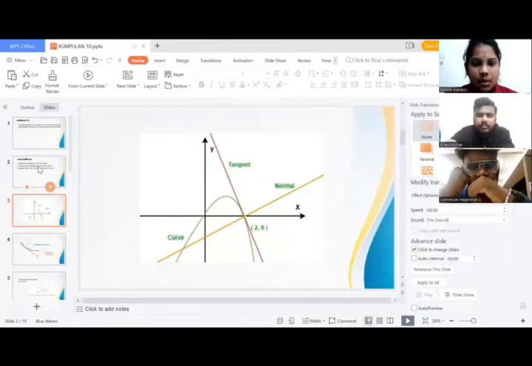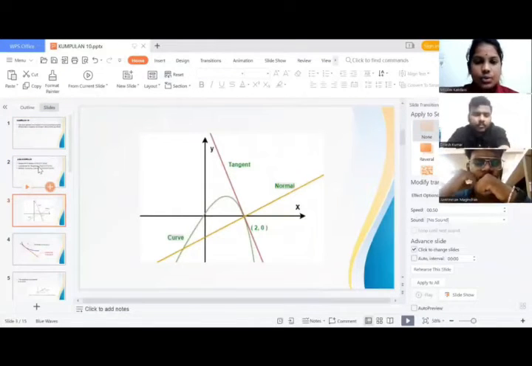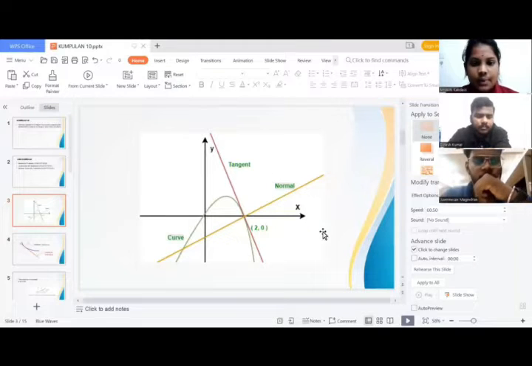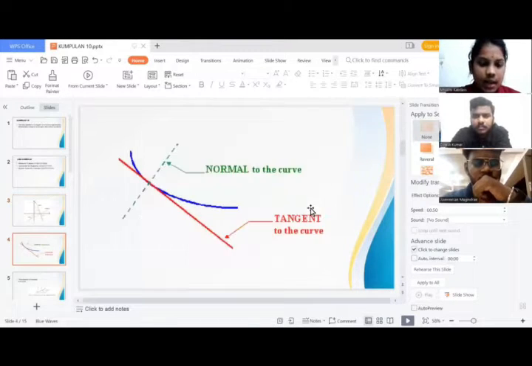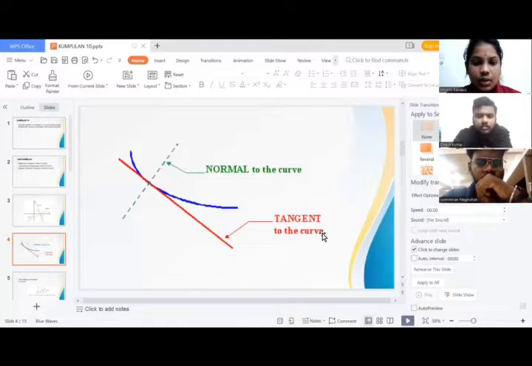This is the example of the gradient. First, we want to do x and y. Then we plot the curve line, and then this is the normal, and this is the tangent line. Second, the normal to the curve. This line is normal to the curve. This red line is tangent to the curve.